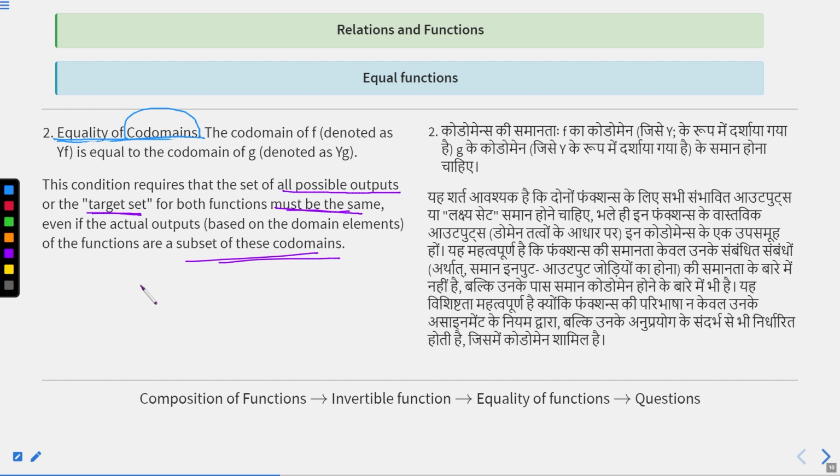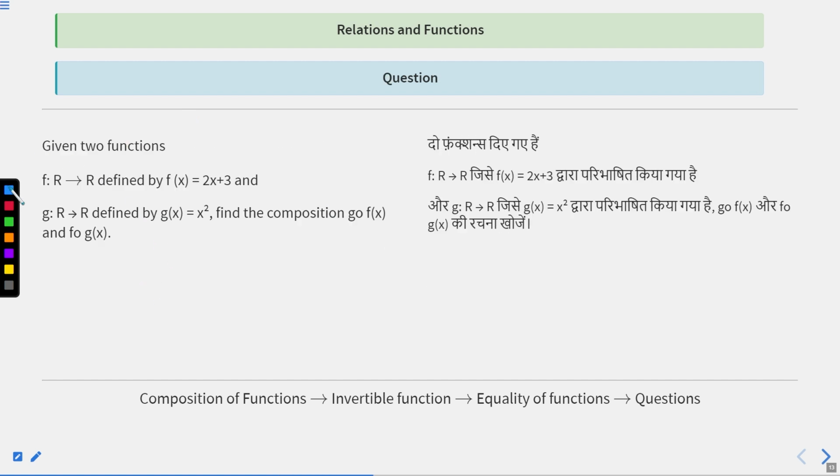Let's move next to the questions, so that you can see the theory applied, and how theory plays a role in solving questions. In this question, a function f from R to R is defined like this and g from R to R is defined by this. We have to find the composition g of f, and also f of g.